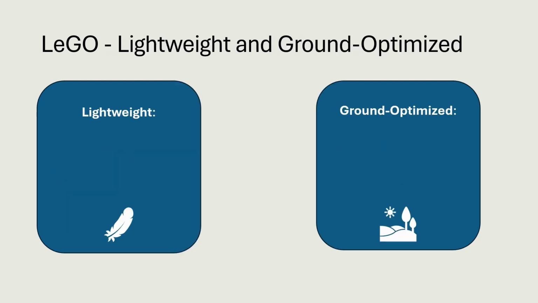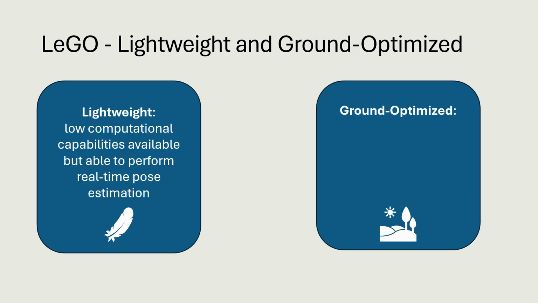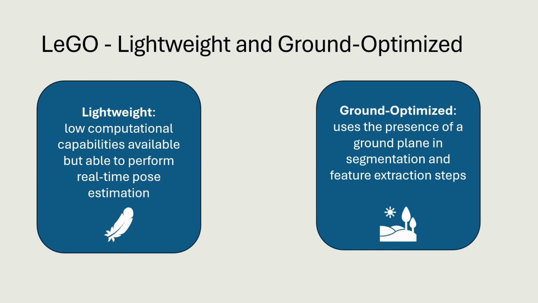LeGO stands for lightweight and ground optimized, but what does this exactly mean? The properties lightweight and ground optimized both refer directly to solutions for some of the described problems of the LOAM algorithm. LeGO-LOAM is described as lightweight because it is able to perform real-time pose estimation, although only low computational capabilities are available. The property ground optimized stems from the way LeGO-LOAM processes the captured point clouds before the motion estimation.